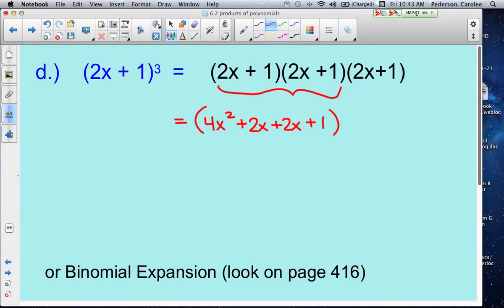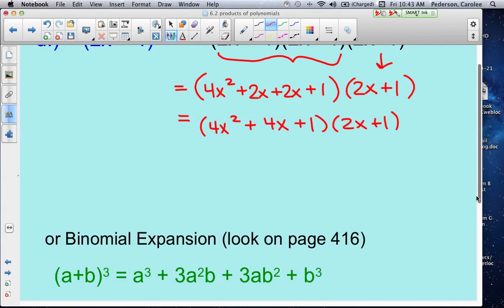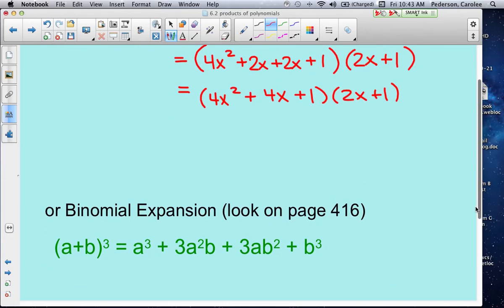And then I still have this other 2x plus 1 sitting over here. Now I'm just going to combine like terms. So those middle terms become 2x plus 2x is 4x. Now what I have to do next is distribute 4x squared to the second parentheses, 4x to the second parentheses, and then 1 to the second parentheses. So be very careful on these.